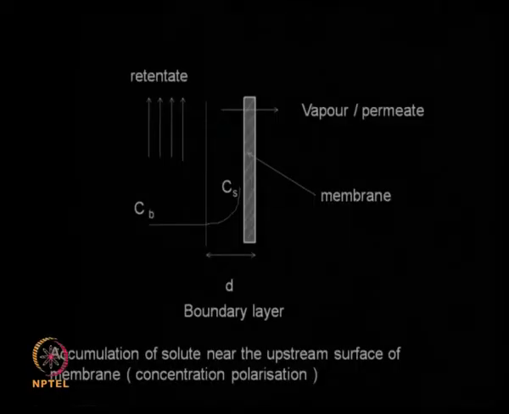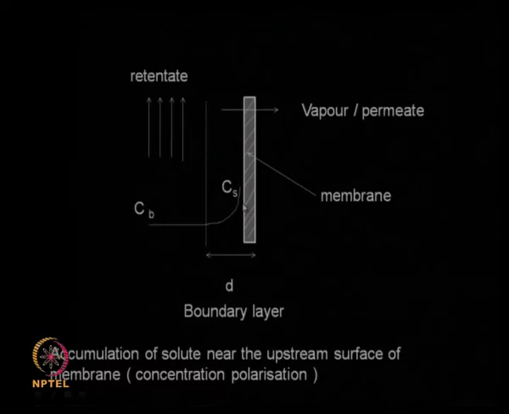Now as the membrane process takes place and the vapor or liquid flows perpendicular to the membrane surface, what happens? This is the membrane surface. There is going to be an accumulation of solute near the upstream surface of the membrane. This is called concentration polarization. Normally the concentration near the upstream will be much larger than the bulk concentration. If Cb is your bulk concentration and Cs is the concentration near the surface, Cs will be much larger than Cb. This is called concentration polarization.